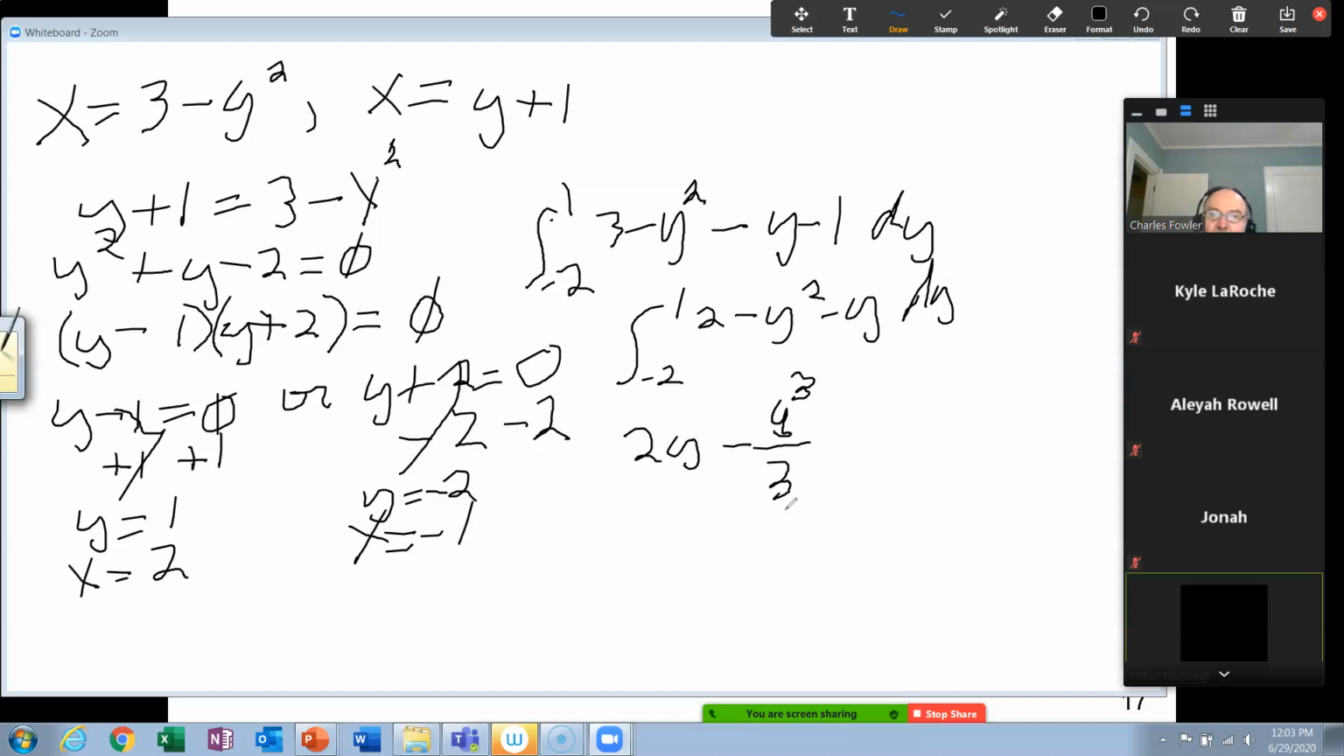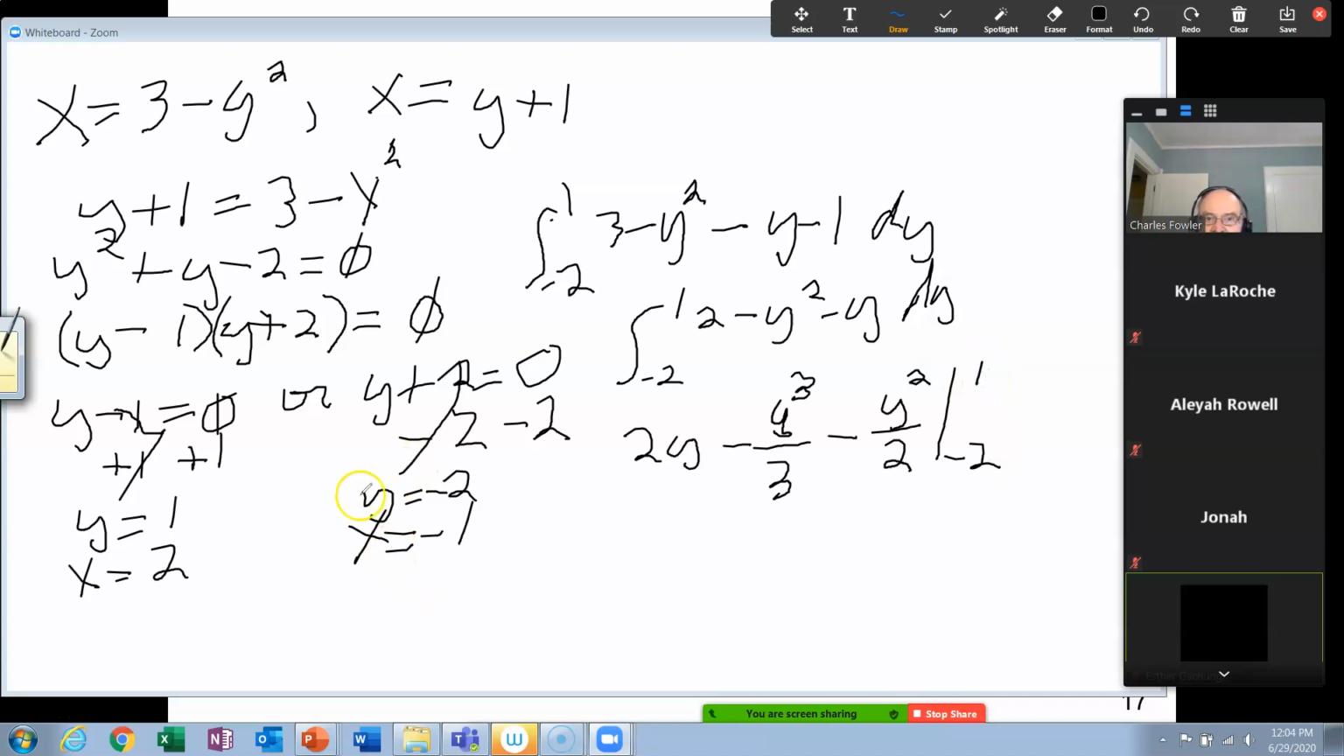So it's y cubed over 3. Okay, how about the next term? What's the antiderivative of minus y? Hint, it's got a y in it. This is the one you wanted to do before. Y squared over 2. Excellent. Okay, now we're going to evaluate these between -2 and 1.